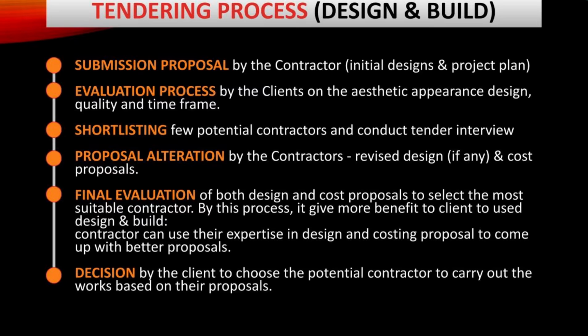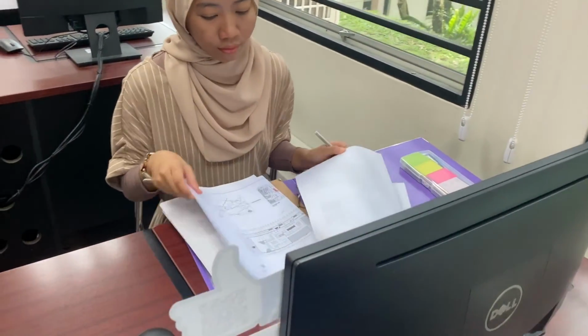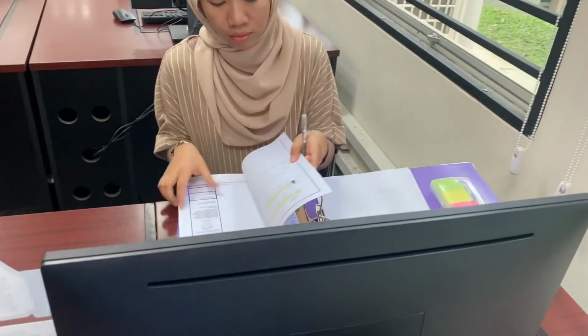Next, final evaluation, in which the client does a final evaluation of both the design and cost proposal to select the most suitable contractor. This process gives more benefit to the client in using design and build because the contractor can use their expertise in design and costing to come up with a better proposal. Lastly, the decision needs to be made by the client to choose the contractor to carry out the work based on their proposal. The consultant advisory evaluates the proposals submitted by the few tenderers.